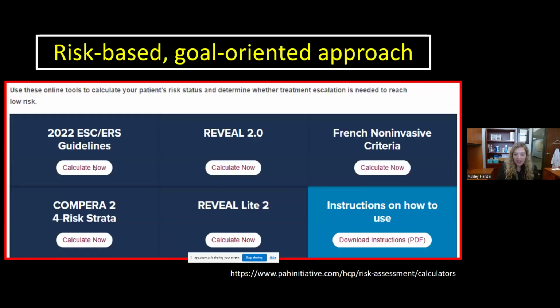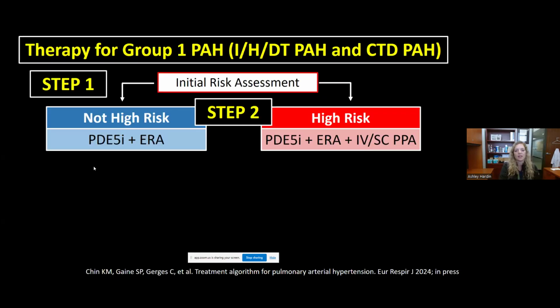You can actually go to this website here at the bottom right, www.pahinitiative.com, and you can click, say you're a healthcare provider, and it pulls up the risk calculator. There are a variety to choose from. Again, I use the 2022 initial ESC/ERS guideline calculator when I first see a patient. And for follow-up, we use the REVEAL Lite 2 calculator, which just has six different variables.